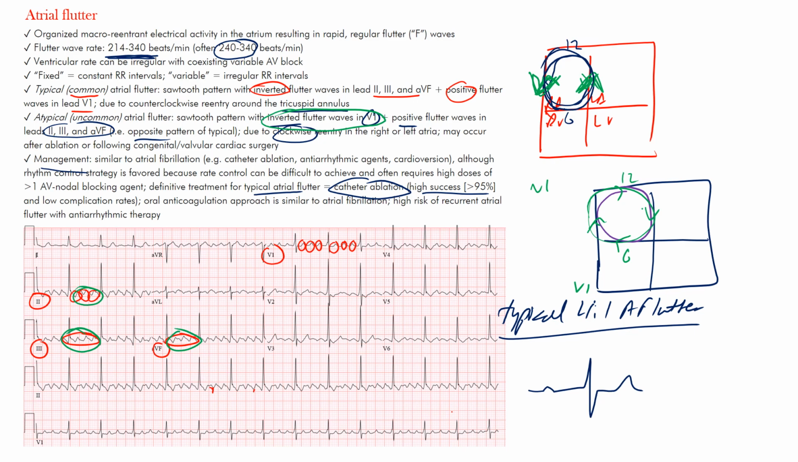We talked about some of the management things, obviously similar to atrial fibrillation, but remembering that rhythm control is favored because it's quite difficult to control the rate of atrial flutter. Okay, and then again, these patients need anticoagulation because they're at risk for stroke.